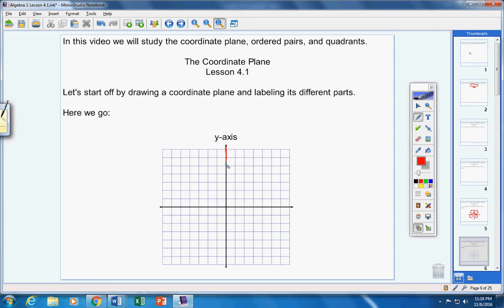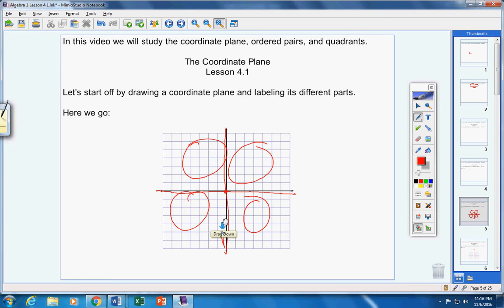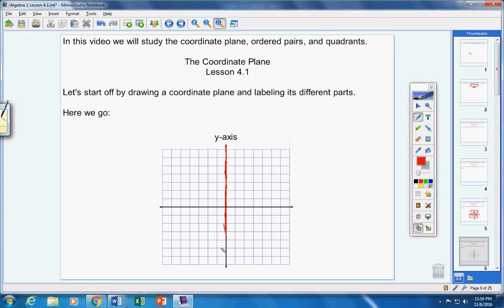This vertical number line here is called the y-axis. You definitely need to know that, okay? Write that down, please. Now I'm going to go pretty fast, so you're going to have to pause the video a lot. This horizontal number line right here is called the x-axis. So we have the y-axis and the x-axis.